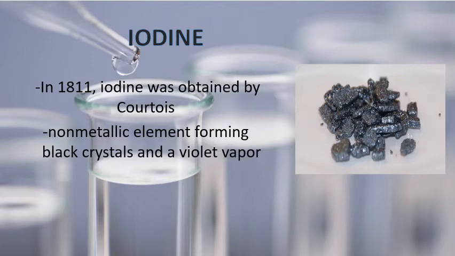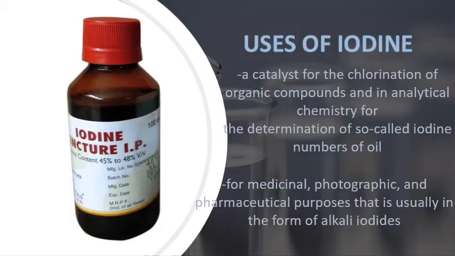Iodine is a non-metallic element forming black crystal in violet vapor, which was obtained by Courtois in 1811. For its uses, it can be a catalyst for the chlorination of organic compounds and in analytical chemistry for the determination of so-called iodine numbers of oil. It is also for medicinal, photographic, and pharmaceutical purposes that is usually in the form of alkali iodides.